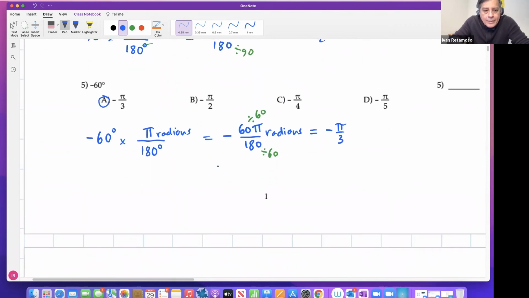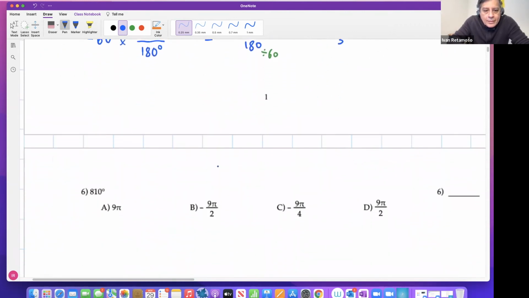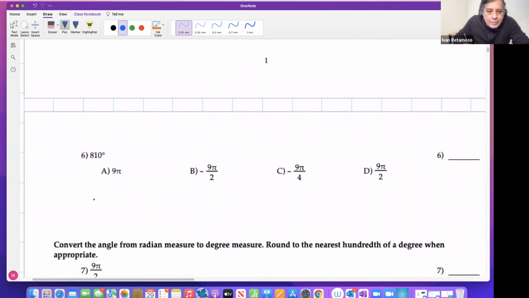Very good. Moving on, another conversion, this one from degrees to radians. Start by writing out 810 degrees. Multiply by your conversion factor, 180 degrees on the bottom, pi radians on the top.